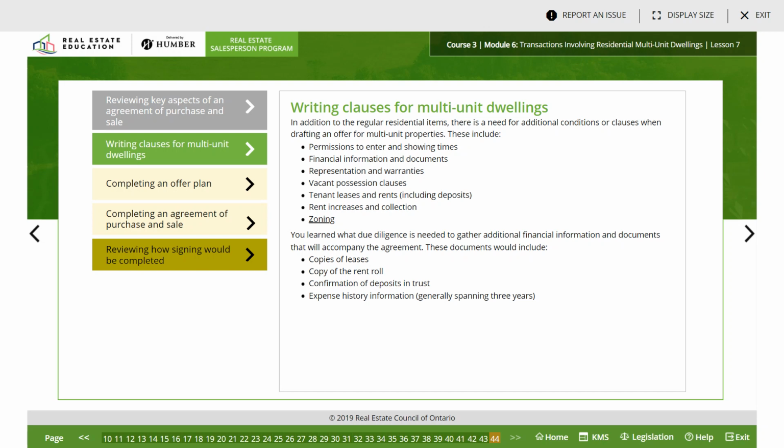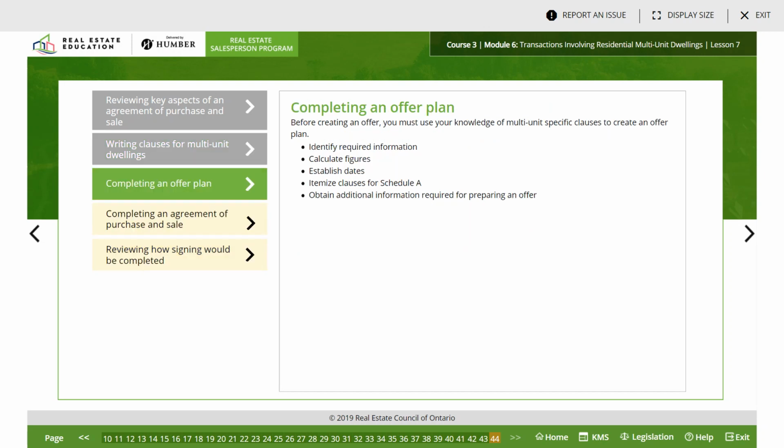You learned what due diligence is needed to gather additional financial information and documents that will accompany the agreement. These documents would include copies of leases, copies of the rent roll, confirmation of deposits in trust, expense history information generally spanning 3 years.